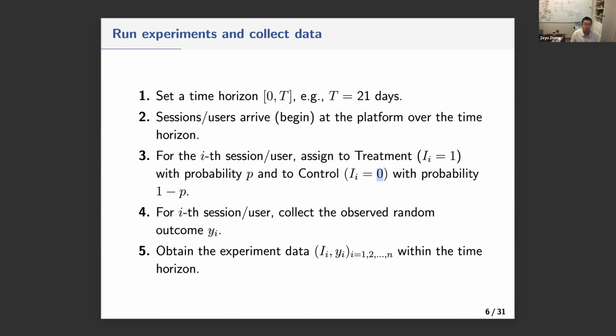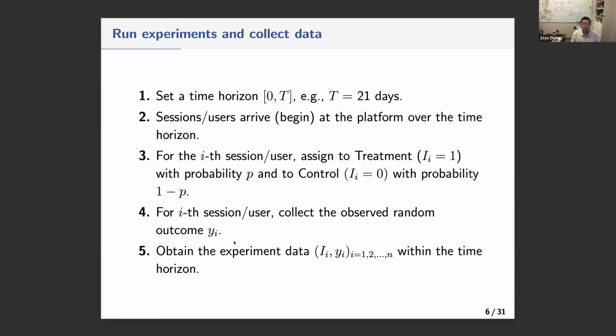For example, in a session of a few minutes where the user arrives on Monday morning, this outcome represents the revenue or maybe some other metric, clicks, collected during the time that the user stays on the platform. And then after the time horizon 0 to capital T, the experiment data obtained ends up with n samples, representing whether they were assigned to treatment or control and their associated random outcome.